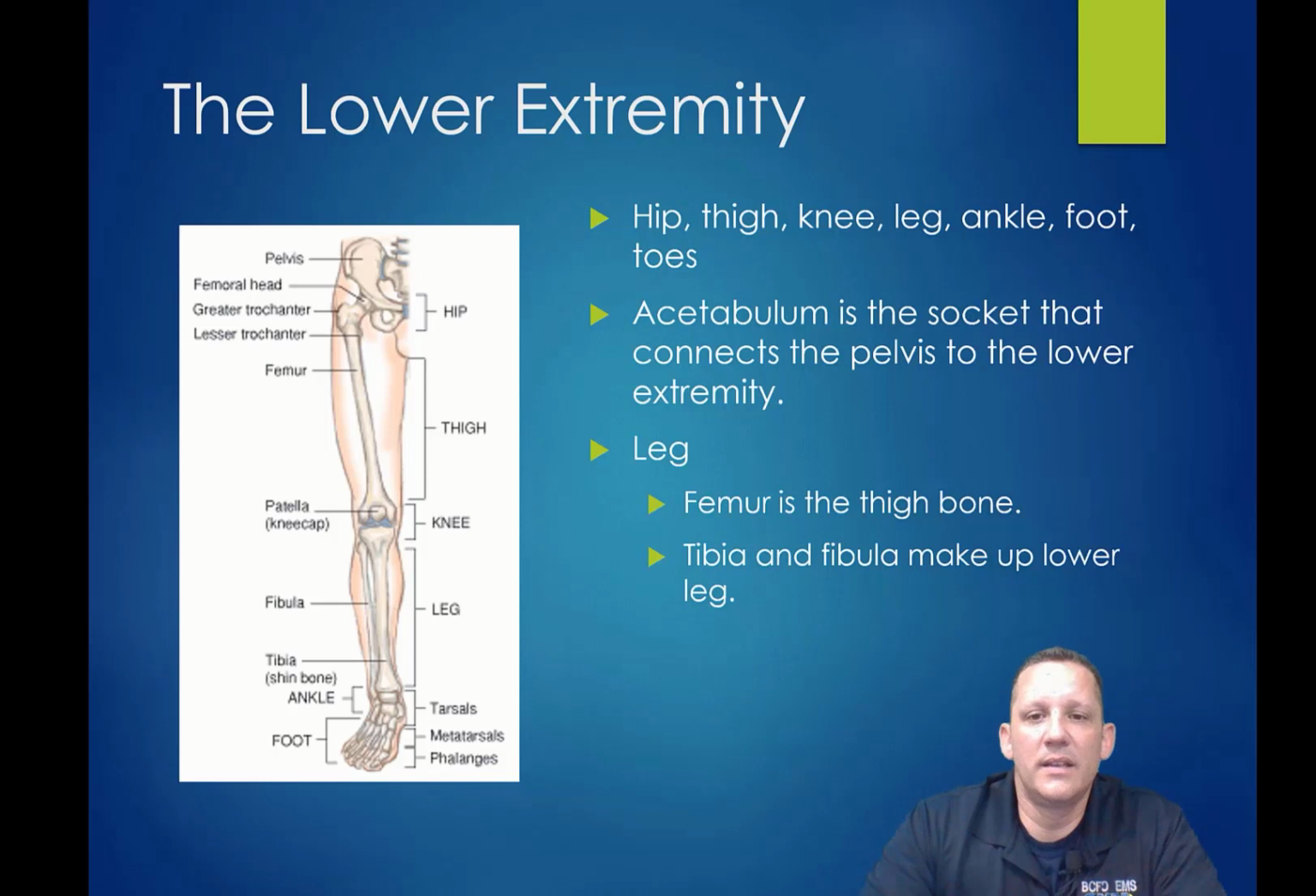The tibia and the fibula make up the lower leg, and those are going to go into the tarsals, which make up the ankle, and the foot and the hand have very similar structures in regards to how they're laid out.